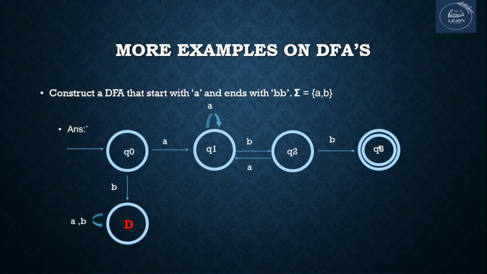Then from Q3, what do we do with A and B? Let's start with the A first. Do we loop the A, or do we take it backward? Now let's look at A. If we loop it with A, we can have strings like A, B, then A, which is not correct. Since we want to end with a B, we cannot loop this place with an A. Therefore, looping with an A is not correct.